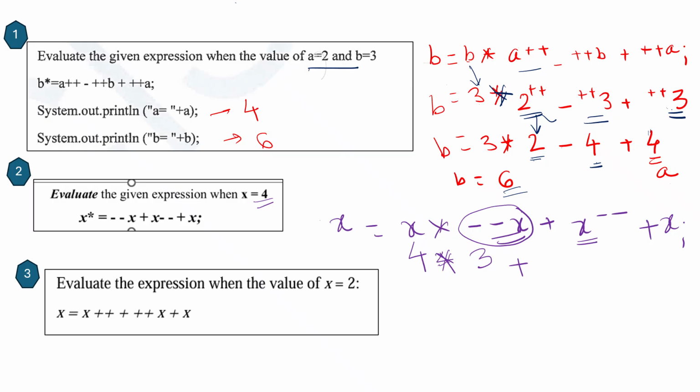Now the value of X is 3, and X-- will not decrement immediately, so it will remain 3. But once I want to put it over here, it will have decremented. As soon as I leave it from here, it will go to 2, so my X will become 2. So first the BODMAS rule applies, first multiplication, it is 12 plus 3 plus 2. That is 15 plus 2, my value will become 17. Hope you have understood why it is 17. So let's go to the next.